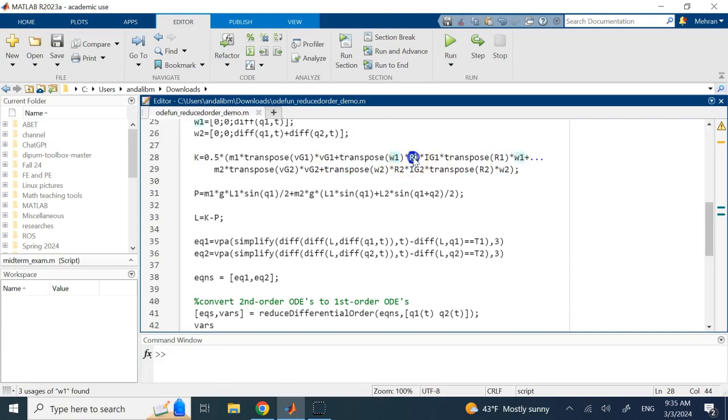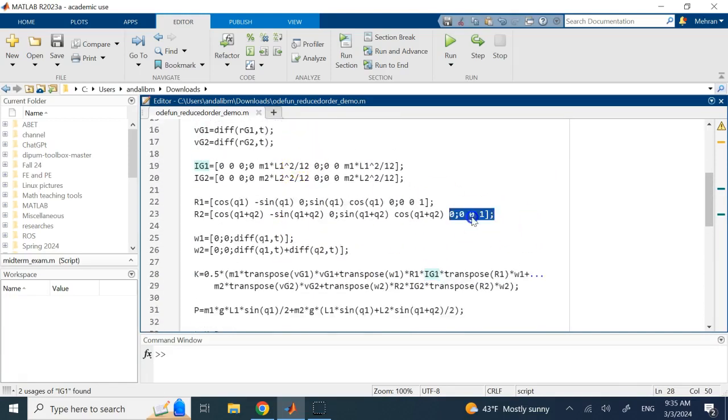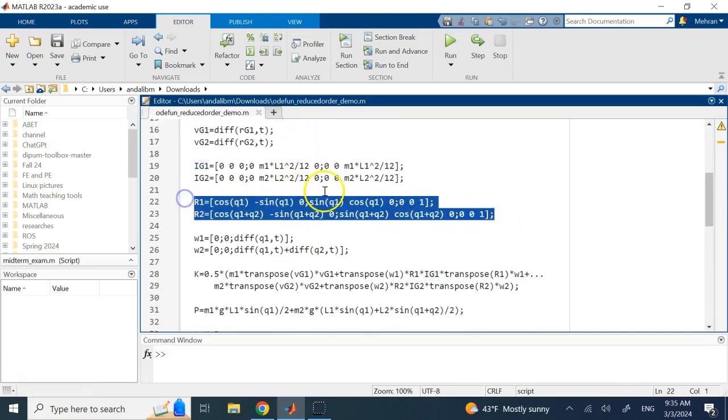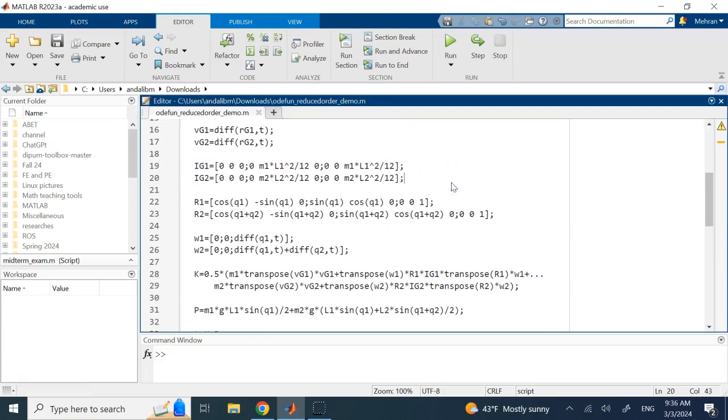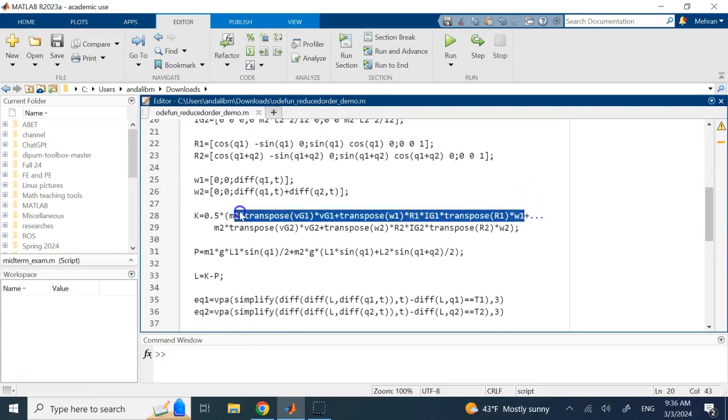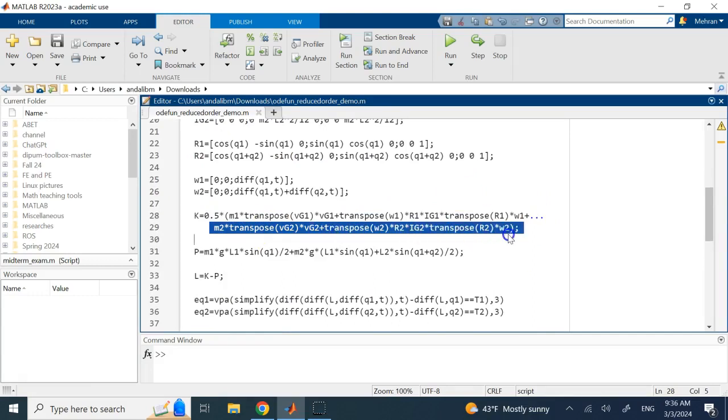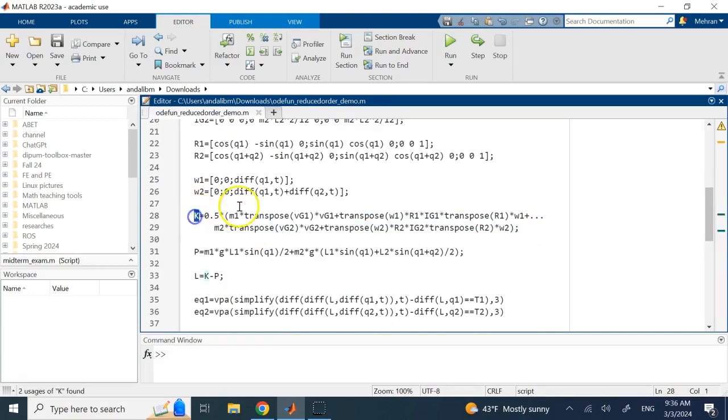And this term here, R1 I about G1 times R transpose, is to transform your I from the body attached frame to the base frame, where R1 and R2 are the rotation matrices for the two members, okay? So this one is for member 1, the bottom one is for member 2, and the whole thing is kinetic energy. And potential energy is just m g times y of the centroid, and these are y of the centroids.